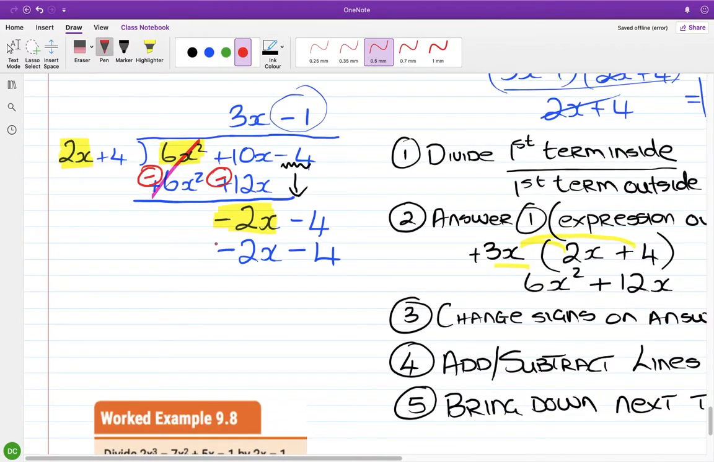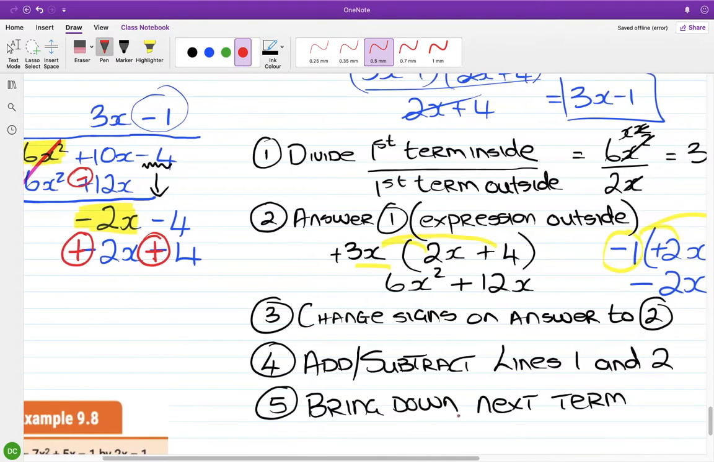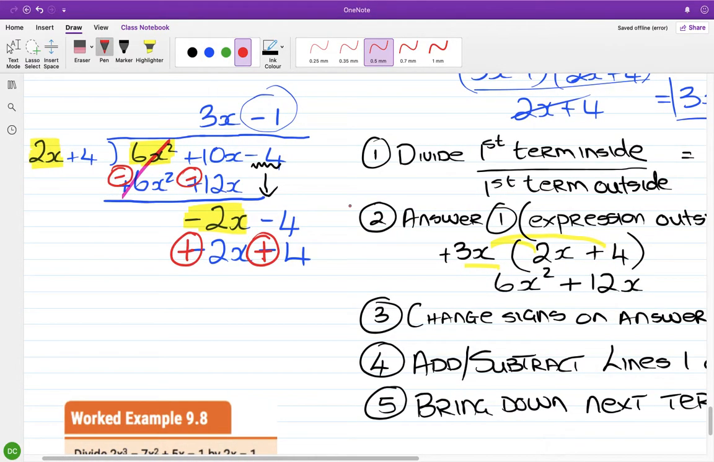Step 3, change the signs on the answers to part 2. So this was a minus, I'm going to make it a plus. This was a minus, I'm going to make it a plus. Add or subtract lines 1 and 2. So now obviously we're going to talk about 3 and 4 here. So it's this one and this one, the lines you're working on.